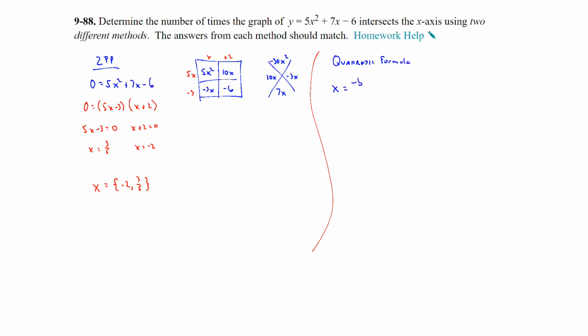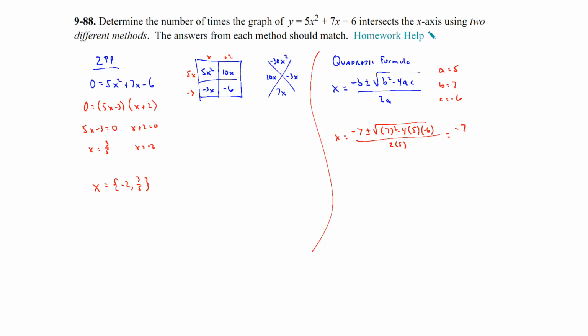x equals the opposite of b plus or minus the square root of b squared minus 4ac all over 2a. So we need to identify what a, b, and c are. a is the number of x squared terms, which is 5. b is the number of x terms, and that's 7. And c is your constant, which is negative 6. So we'll plug all that in and simplify and see what we get. So we have the opposite of 7, so that would be negative 7, plus or minus 7 squared minus 4 times 5 times negative 6, divided by 2 times 5.